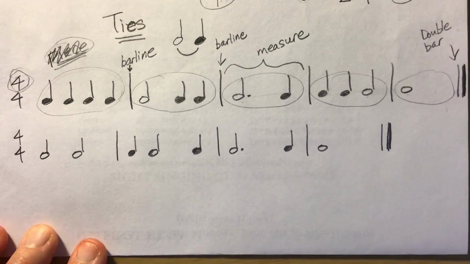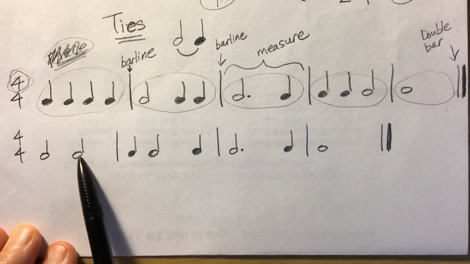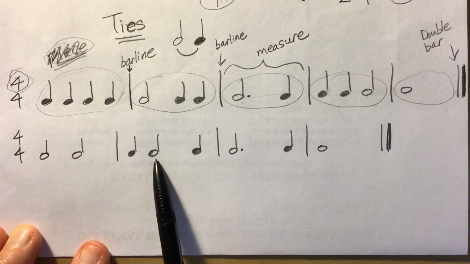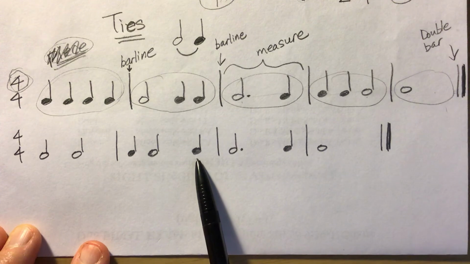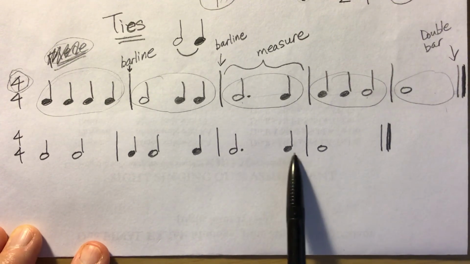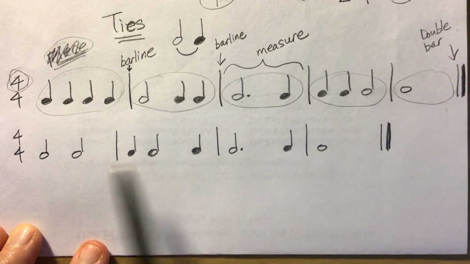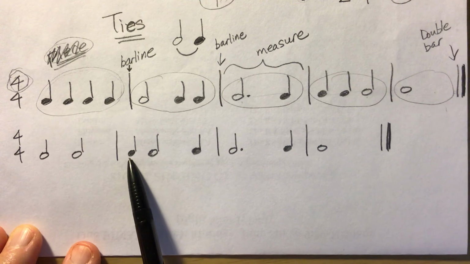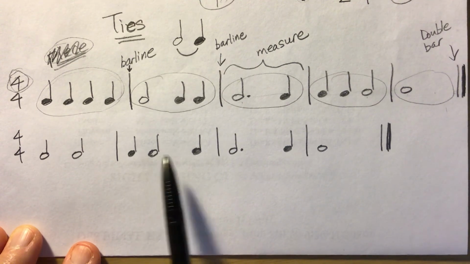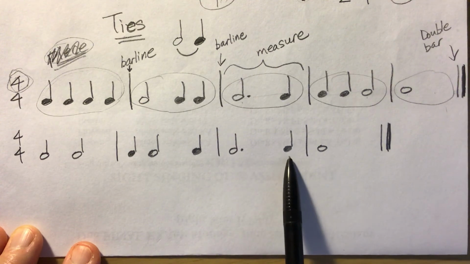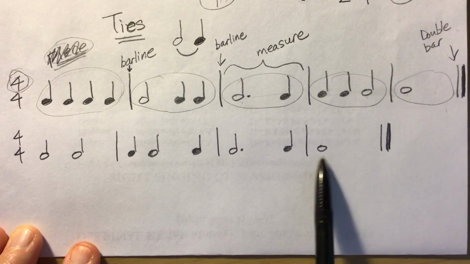Do you remember the names of them? These are what kind of notes? Half notes, quarter note, half note, quarter note, dotted half note, quarter note, whole note. Beats: 2 beats, 2 beats, 1 beat, 2 beats, 1 beat, 3 beats, 1, and 4 beats.